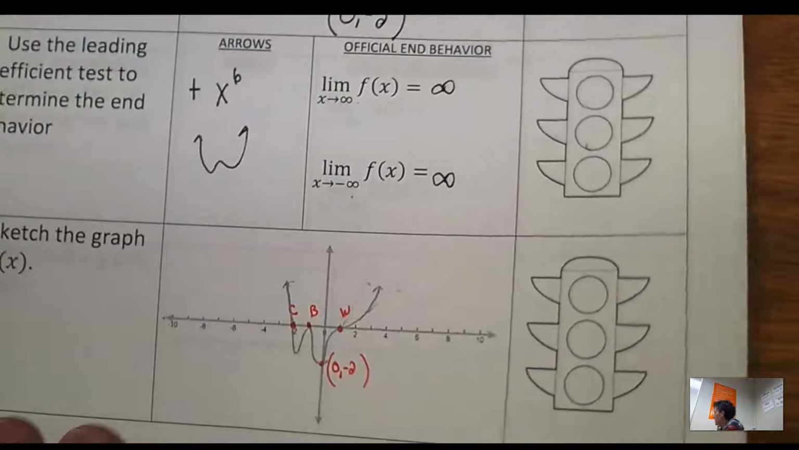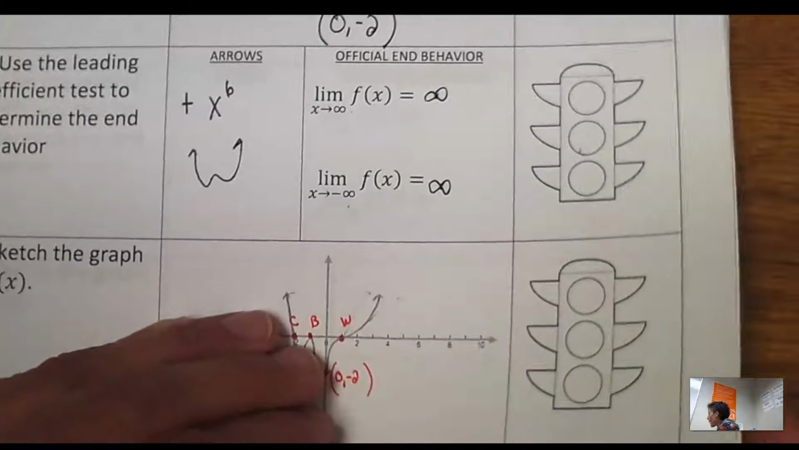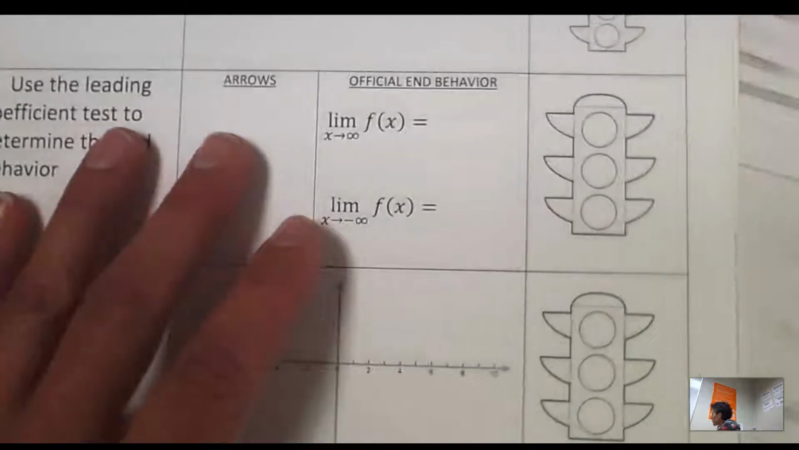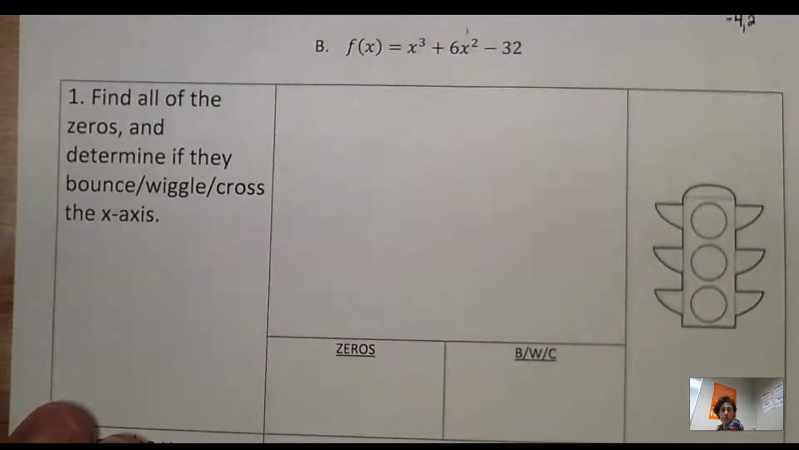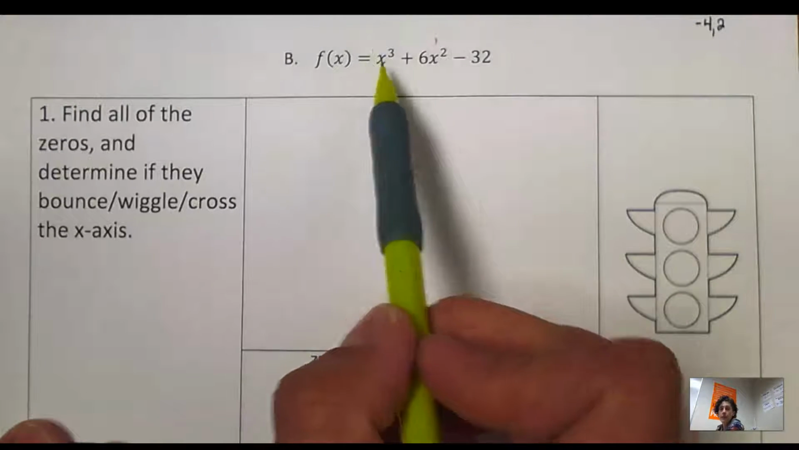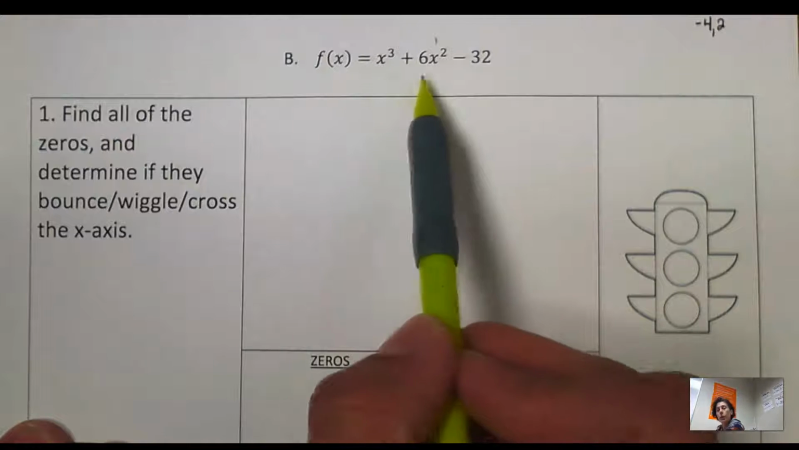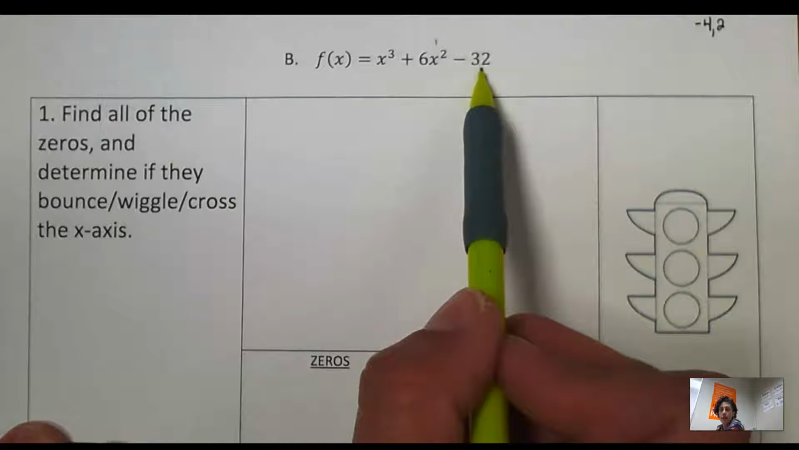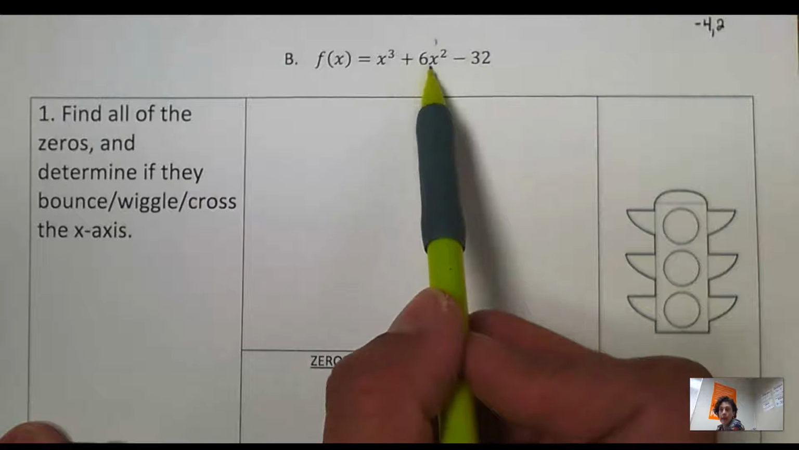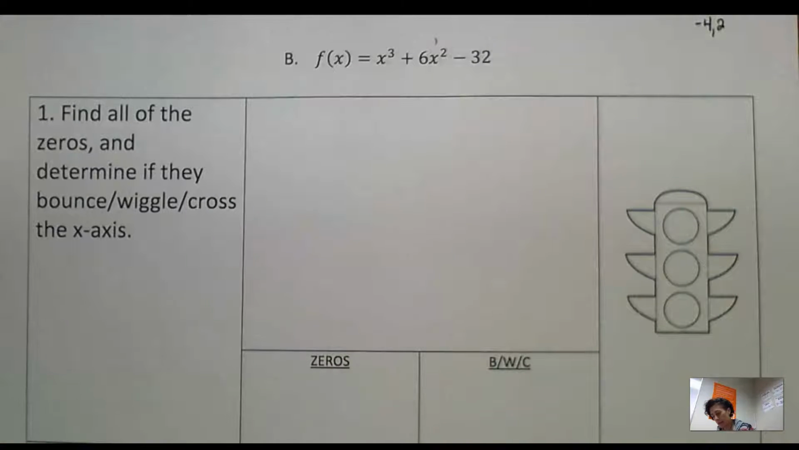All right? So let's go to graph B. In graph B, I need to find all the zeros and then determine if it bounces, wiggles, or crosses. First of all, this is not in factored form, so I would try to factor this. But in order to factor this, first of all, are there factors of 32 that get me to 6? Just real quick, because I don't have it up there, if you wanted to see.